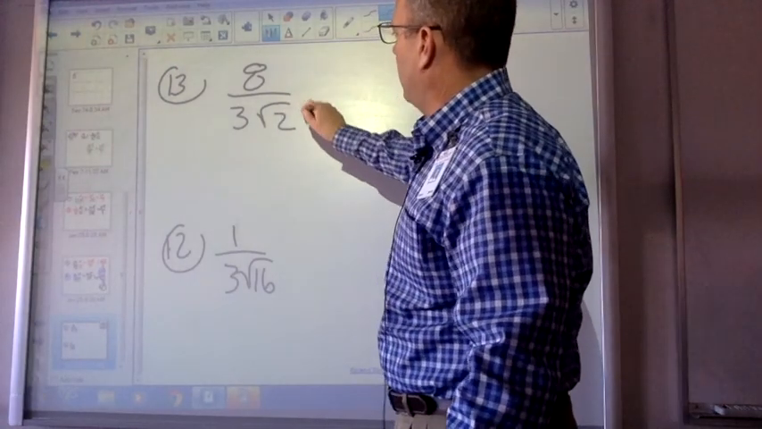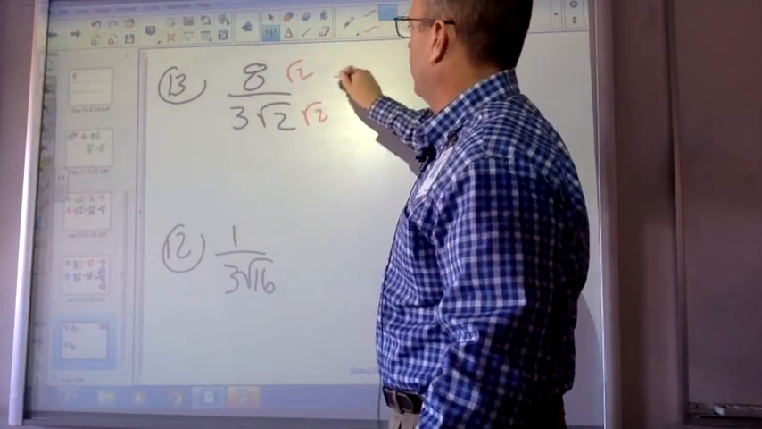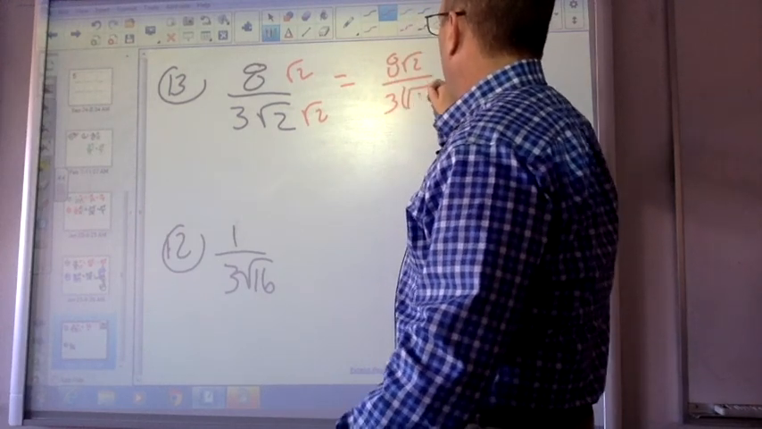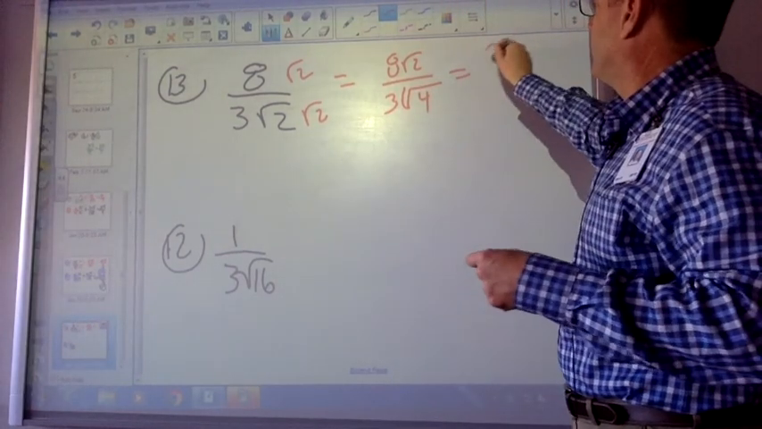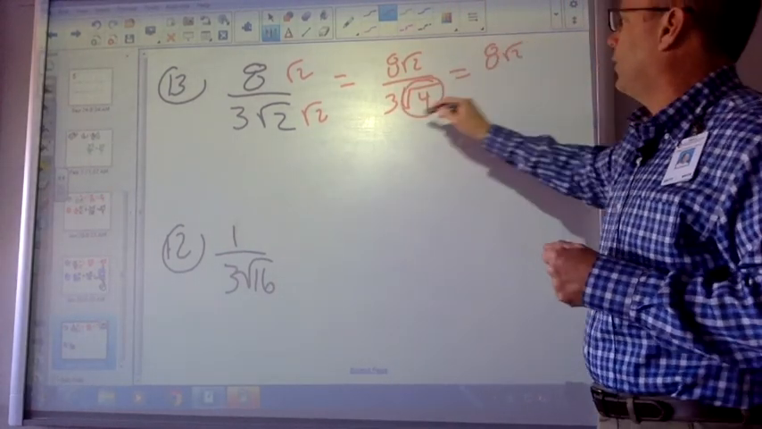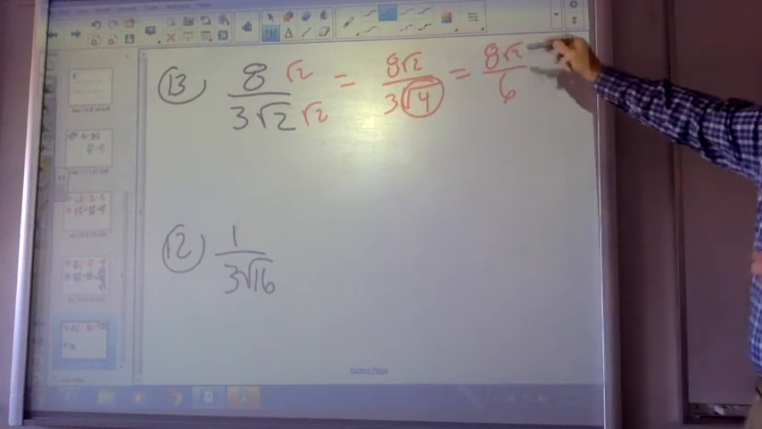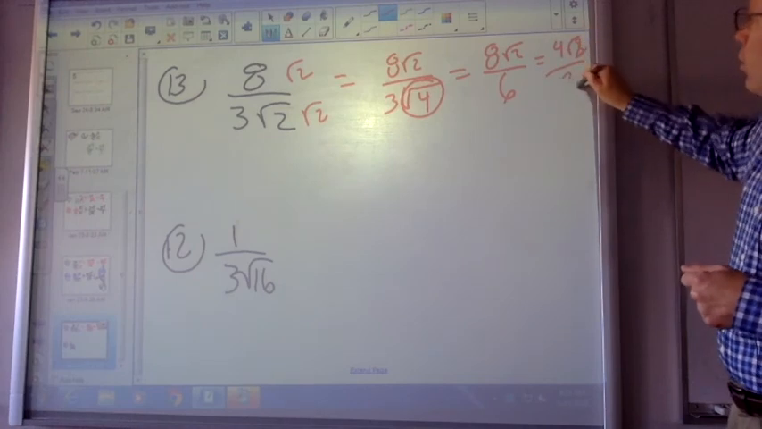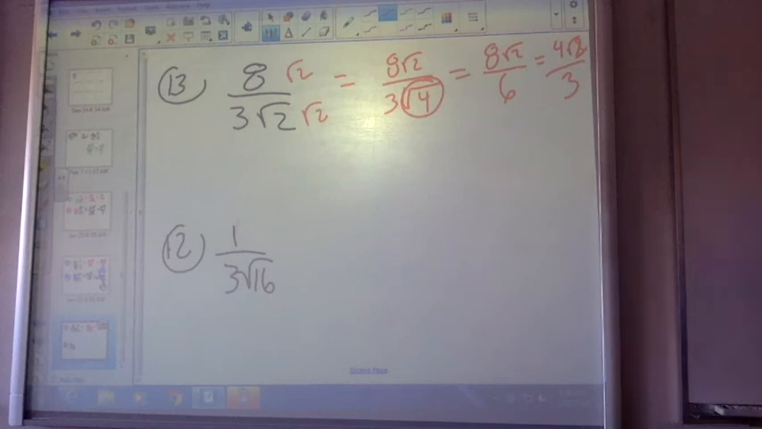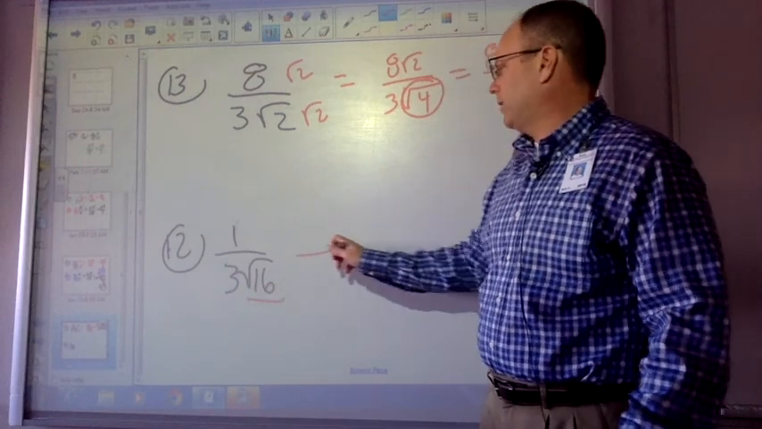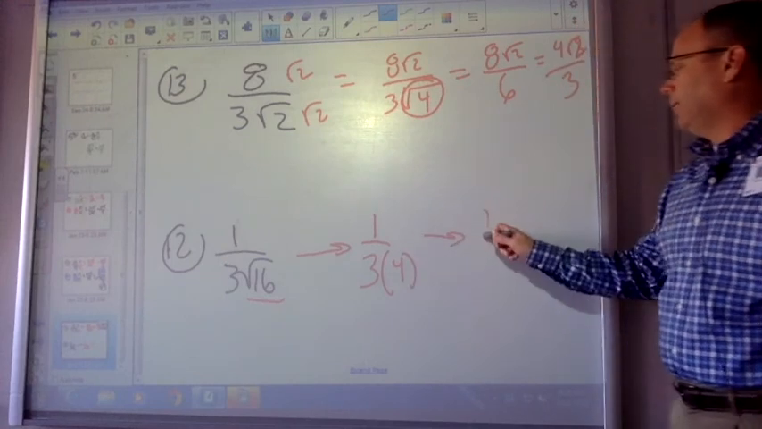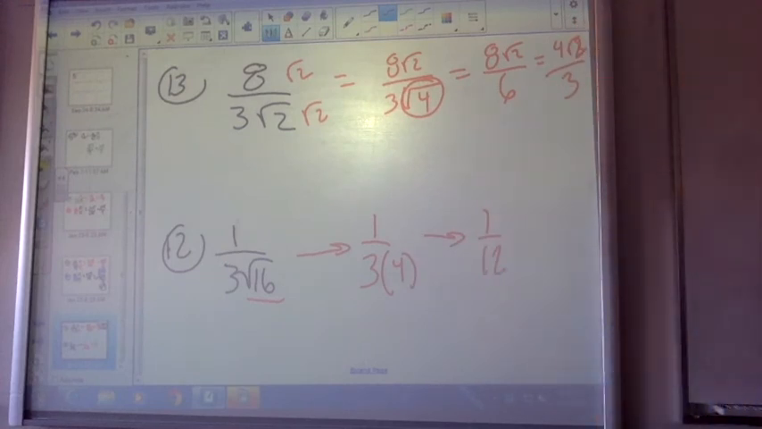So I want that radical moved. So I'm going to multiply both top and bottom by root 2 and root 2. So on top I'm getting 8 root 2 over 3 times root 4. Root 4 is 2, right? So this gives me 2 for an answer, so that's over 6. And then I can reduce 8 over 6 to 4 over 3, so 4 root 2 over 3. On bottom, is square root 16 a perfect square? Yes, it is. So I get 1 over 12. So I don't have to do that because I had a perfect square already on bottom.